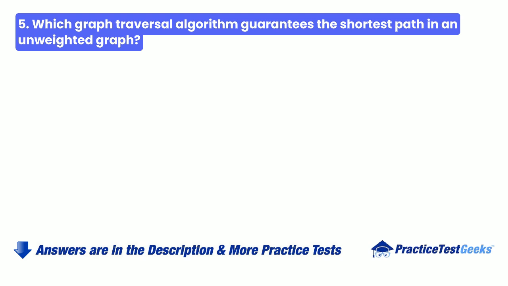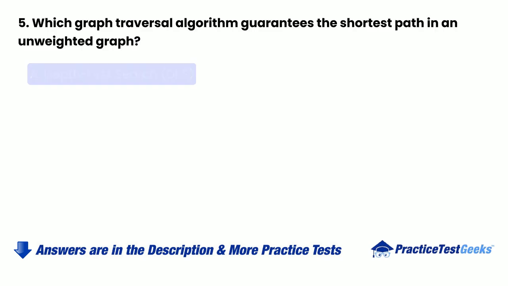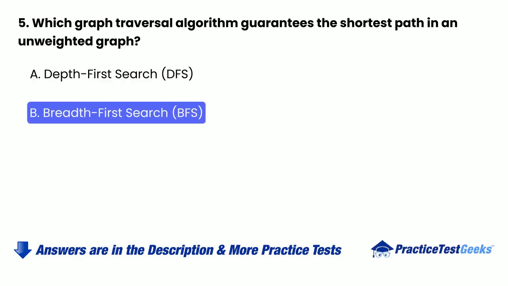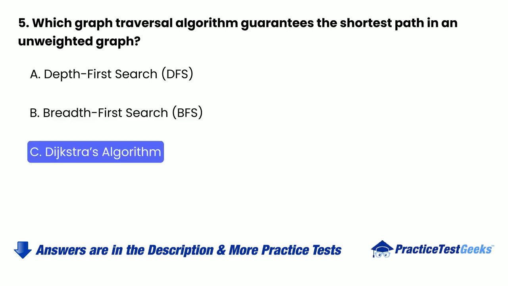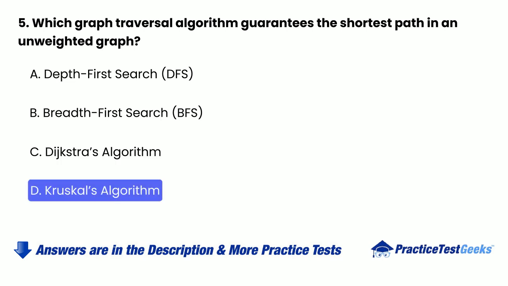5. Which graph traversal algorithm guarantees the shortest path in an unweighted graph? A. Depth first search or DFS. B. Breadth first search or BFS. C. Dijkstra's algorithm. D. Kruskal's algorithm.